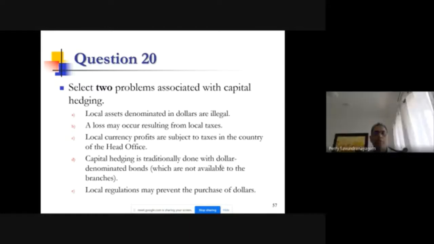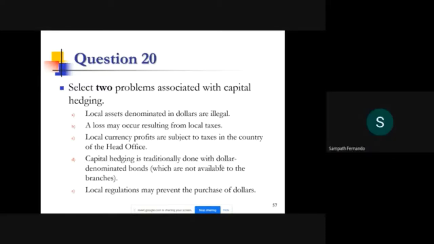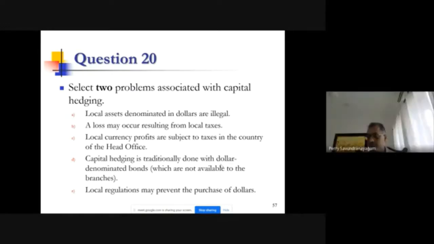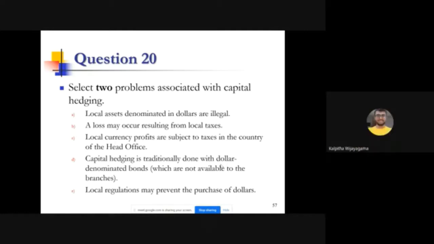Okay, sir. Select two problems associated with capital hedge. Local asset denominated in US dollars, a loss maker resulting from local taxes. Local currency profits are subject to taxes in the country of the head office. Capital hedging is traditionally done with US dollar denominated bonds. Local regulations prevent the purchase of dollars. Two problems. B and E. Loss may occur resulting from local taxes.